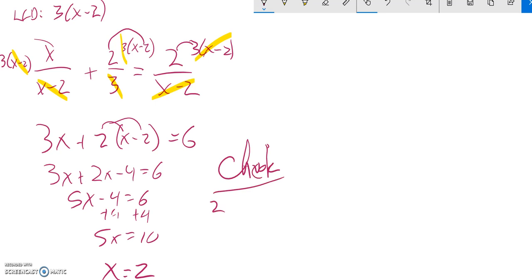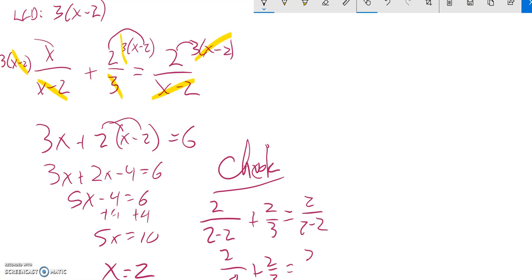So I'll plug it back in. 2 over 2 minus 2 plus 2 thirds equals 2 over 2 minus 2. And notice what I get is 2 divided by 0. And I can actually stop right there. 2 divided by 0, I can't do that. I've got to throw that out. So that means there's no solution to this. I can use the empty set or I can write no solution.